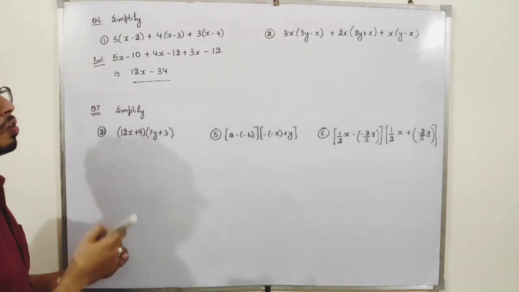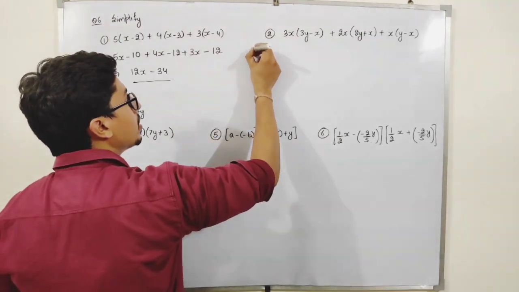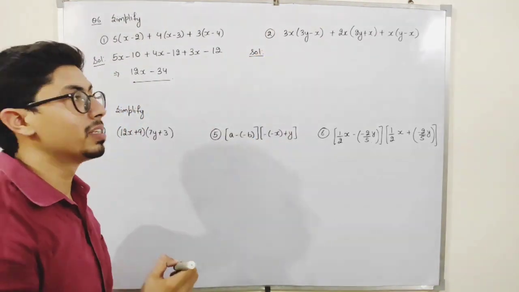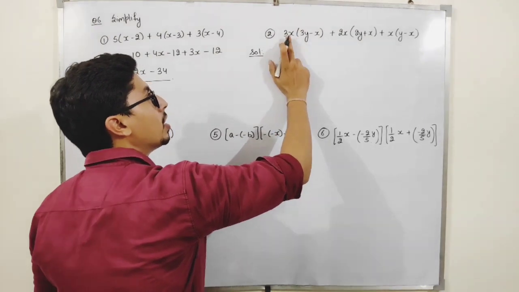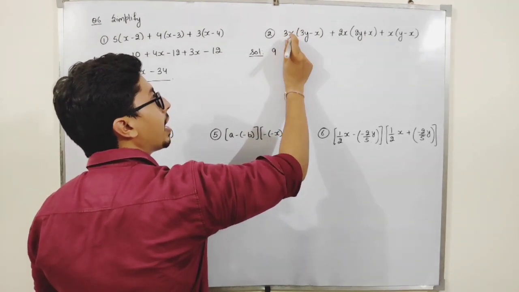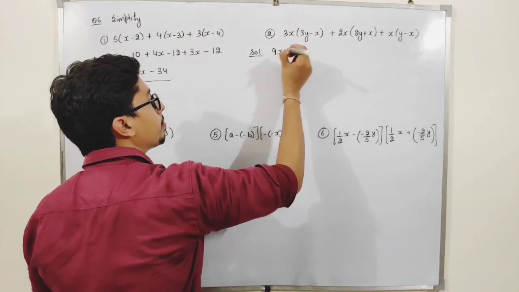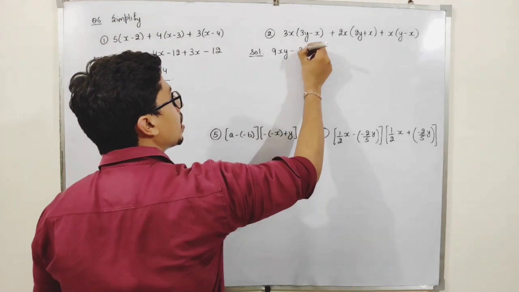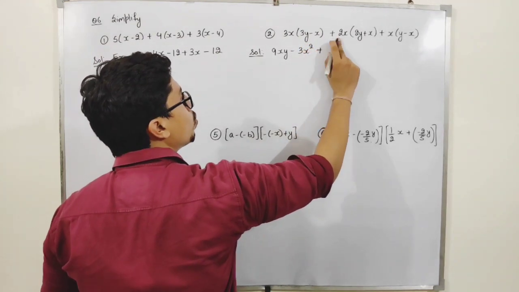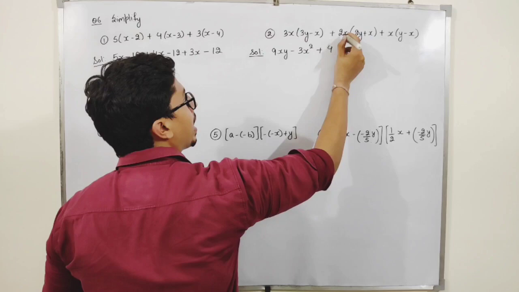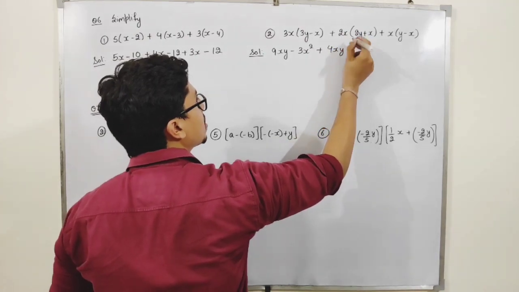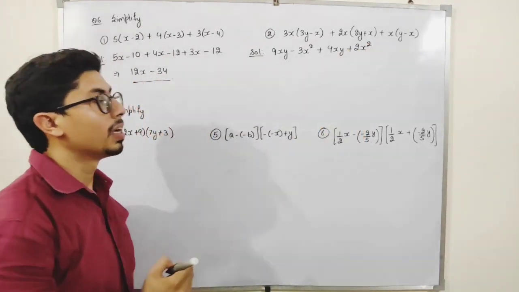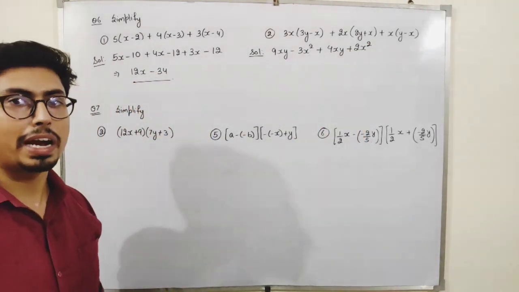Okay, students. Now moving forward to the second part. If I just see the second part, students, 3x bracket 3y minus 6. So multiply this by this. So 3 into 3 is 9. x into y is xy. Minus 3x into x is 3x square. Plus 2y, 2 into 2 is 4. x into y is xy. Plus 2 into x is x square. Because the bases are the same, so just add the powers.